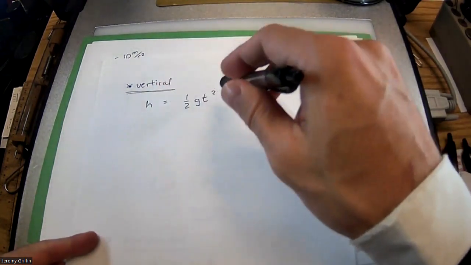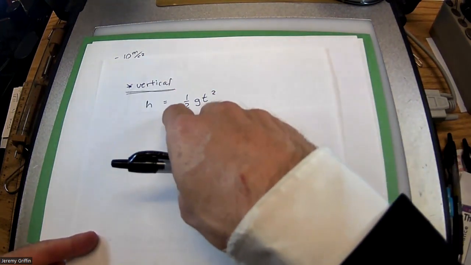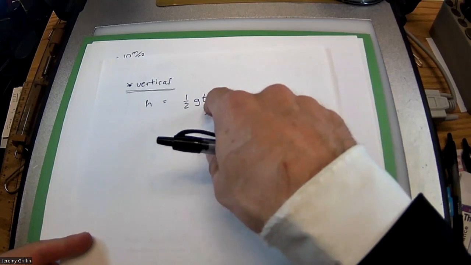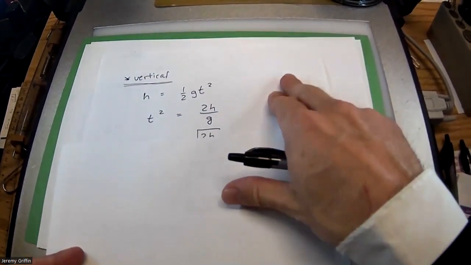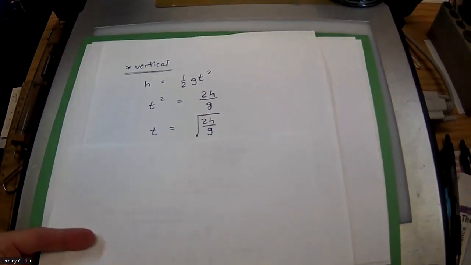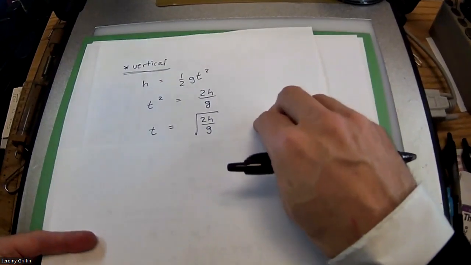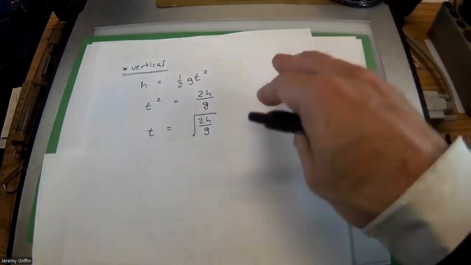You could say v naught t plus, but if you throw it off horizontally, that v naught in the y direction just goes to 0 anyway. So solve for t. Well, t squared is 2h divided by g, square root both sides. So there's a general expression for t in terms of variables. It's a good skill to be able to do that. Can you guys solve in terms of variables? You can plug in the numbers whenever you want.